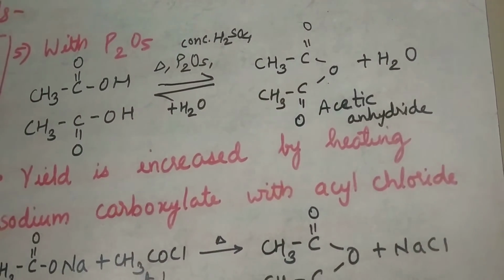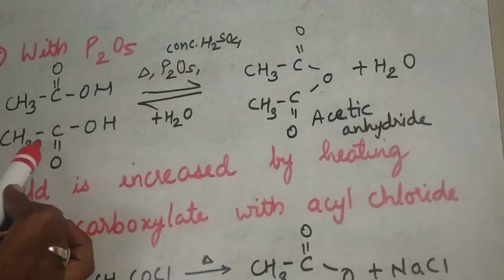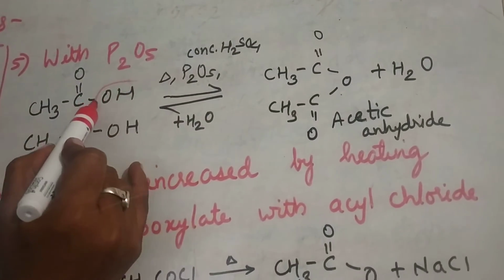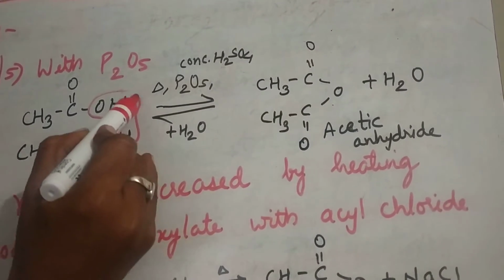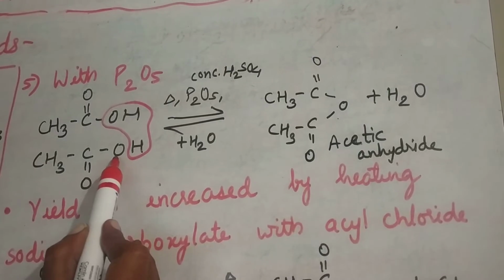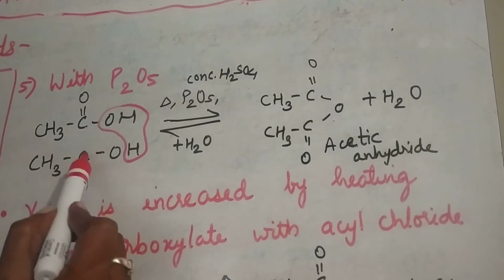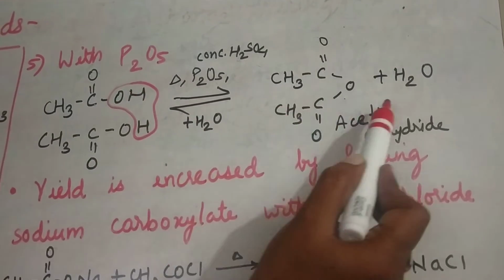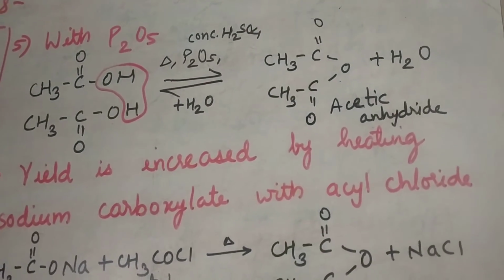What is seen in the reaction? Now these are 2 molecules of acetic acid. Out of 2 molecules, OH and H are lost, and this oxygen atom acts as a bridge between the 2 CH3CO groups and there is formation of acetic anhydride. H2O is lost during the reaction.